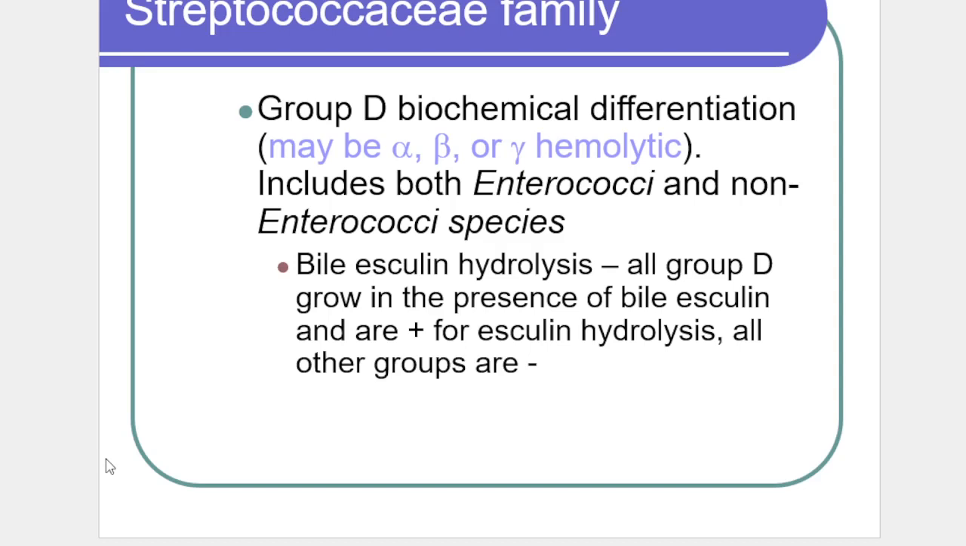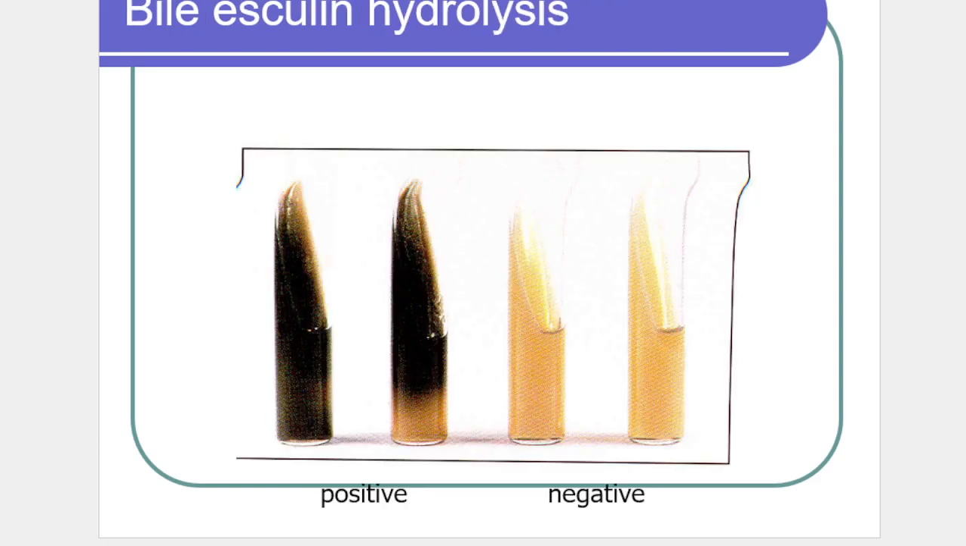Bile esculin hydrolysis. So, all group D grow in the presence of bile esculin and are positive for esculin hydrolysis. Okay? So, bile esculin, group D at saka enterococcus lang yung pwede dito sa bile esculin hydrolysis. So, that is the bile esculin hydrolysis. So, yun nga, hydrolysis of esculin, turning it to black.